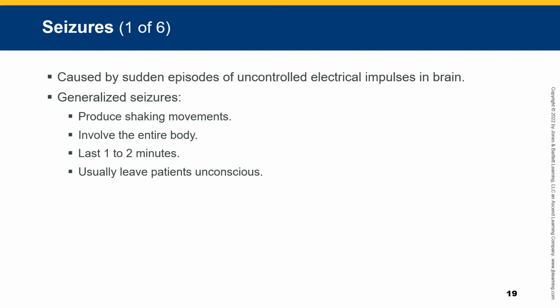Seizures are caused by sudden episodes of uncontrolled electrical impulses in the brain. Generalized seizures produce shaking movements and involve the entire body. These seizures usually last 1 to 2 minutes, although prolonged seizures may continue more than 2 minutes. Patients are usually unconscious during generalized seizures and do not remember them afterwards, and they may remain unconscious for a brief time after the seizure is over, so be aware of that. Although seizures are rarely life-threatening, they are a serious medical emergency and may be a sign of a life-threatening condition.